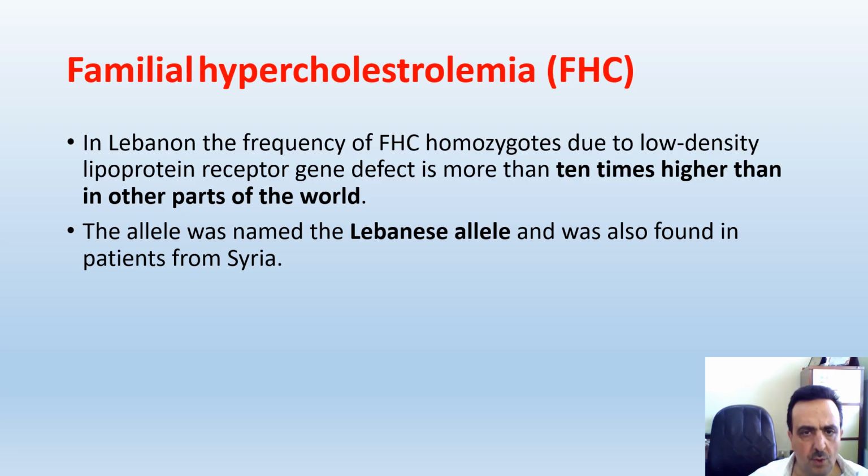Familial hypercholesterolemia is quite common in the Arab region, and the rate of familial hypercholesterolemia is 10 times higher than in the other parts of the world. And there is a very common allele or variant which is called the Lebanese allele or the Lebanese variant, which is a bit high in Lebanon and Syria too.